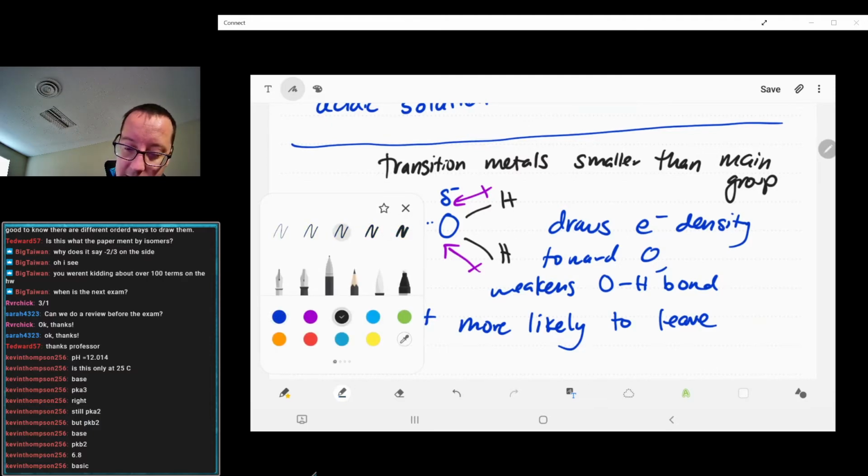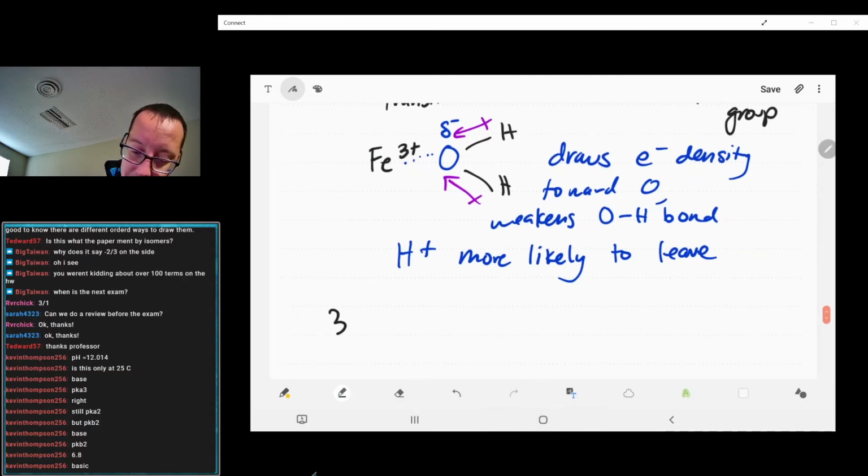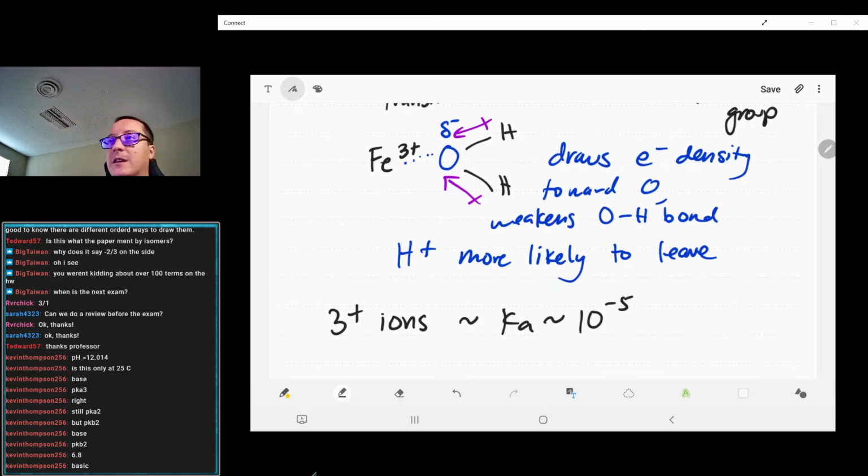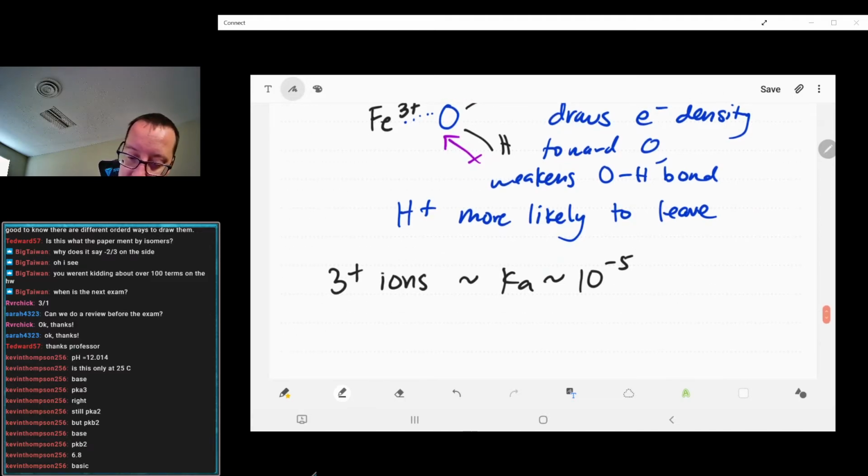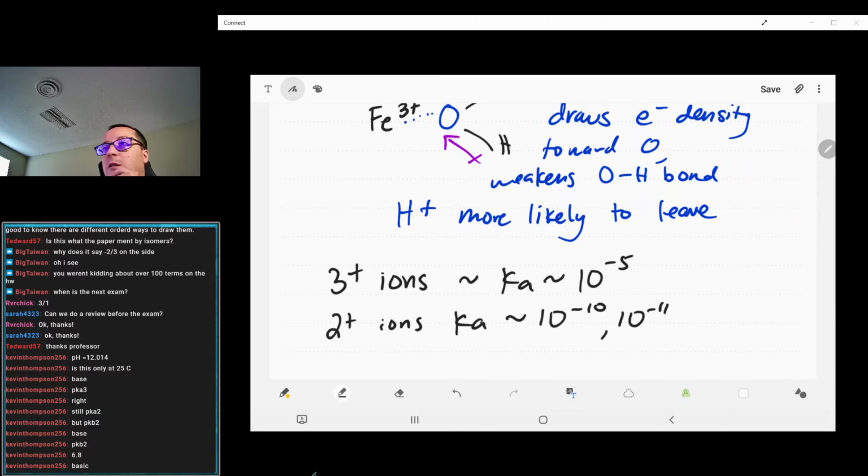We're going to see that these 3+ ions will generally have Ka's around 10 to the negative 5 or so, 10 to the negative 4, 10 to the negative 6, somewhere around there. 2+ ions will have Ka's of around 10 to the negative 10, 10 to the negative 11 or so. So definitely less strong compared to these 3+ ions.